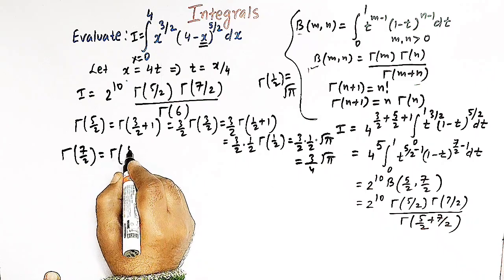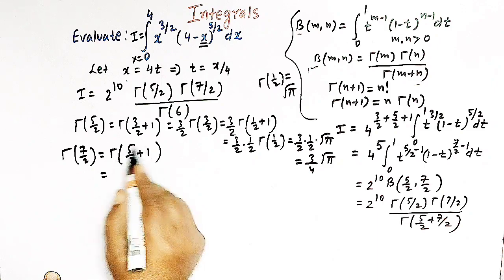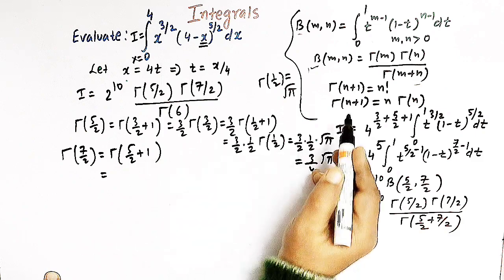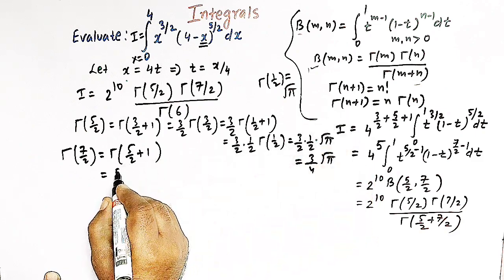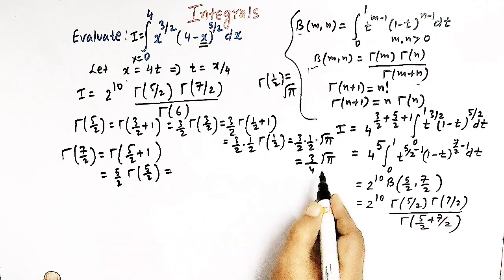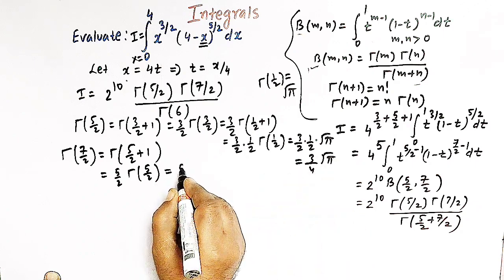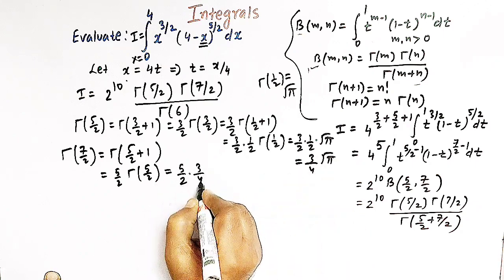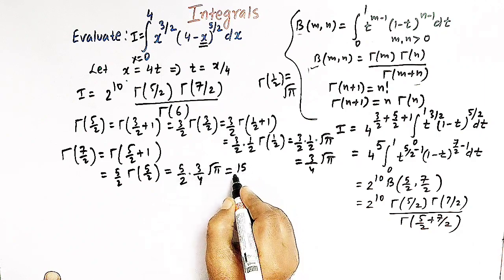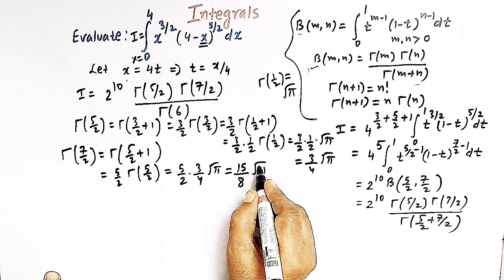And similar is the case with gamma 7 over 2. This can be written as 5 by 2 plus 1. So again applying this result to gamma 5 by 2 plus 1, n is 5 by 2, so we can write 5 by 2 gamma 5 over 2, and gamma 5 over 2 is given by 3 by 4 times square root of pi. So here we have 5 by 2 times 3 by 4 root pi. So this is 5 times 3 is 15 over 8, and here we have root pi.